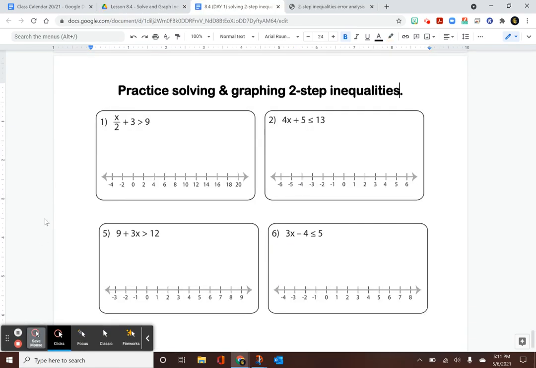And we'll just keep practicing solving and graphing our two-step inequalities. Happy practicing!